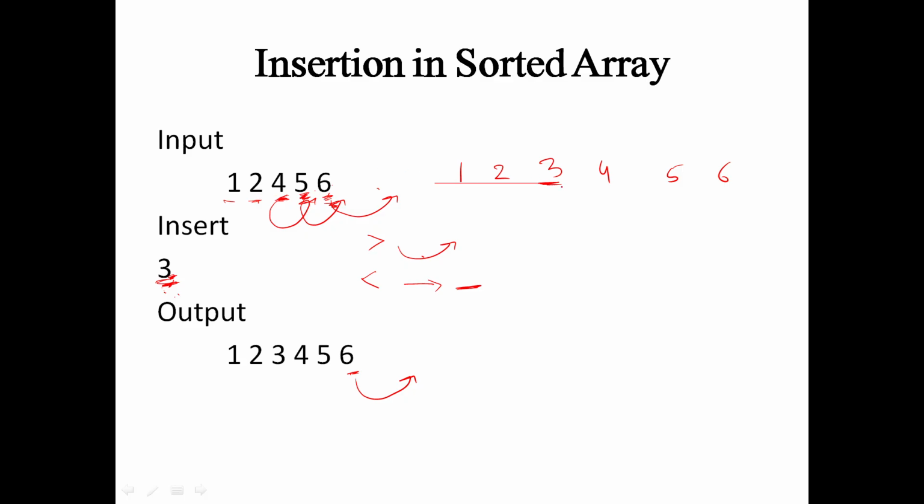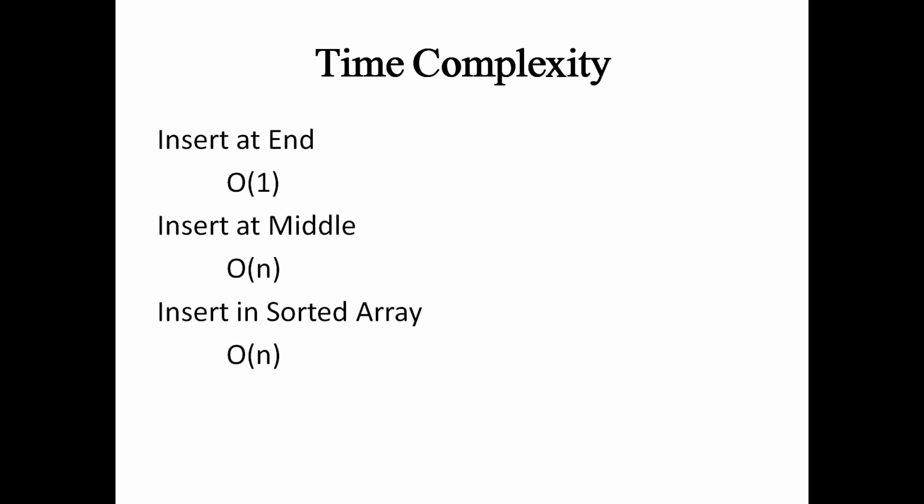There you will exit from the loop and you will get the required position, and into the required position you need to insert the element. The resultant array is 1, 2, 3, 4, 5, 6. Now time complexity. Insertion at the end is very fast because no shifting is required. So its time complexity is order of 1.